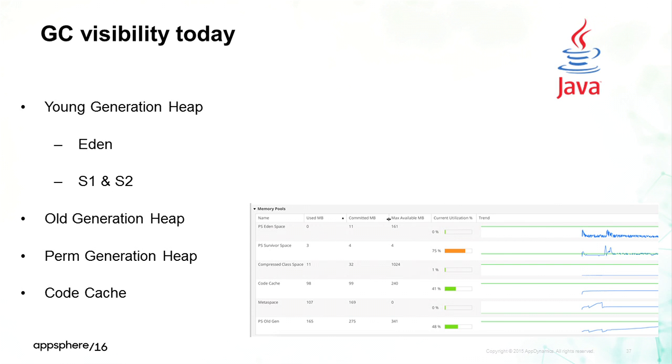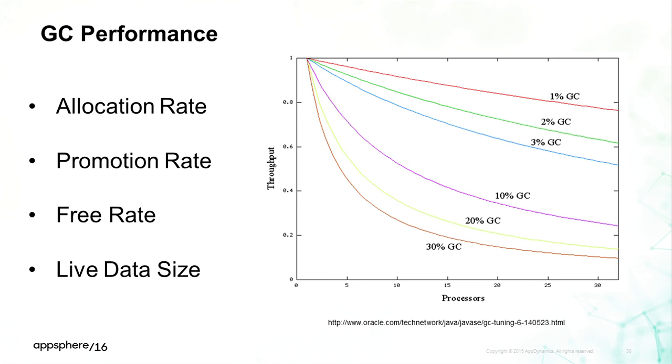These are some of the things we show you today. We can show you young generational heap sizes, old gen heap, perm gen, metaspace for JDK 8, and code cache space as well. But what we're working to show you further is how the JVM is actually performing. Not the garbage collection memory pools in the JVM and the spaces consumed there, but the performance of the garbage collector itself. That comes with showing you things such as allocation rate, promotion rate, free rate, and live data, and I'll get into these in just a second.